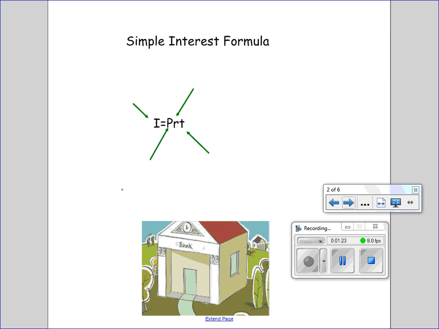In the formula that I want you to remember, I call it IPERT. I equals P R T. I is going to stand for the interest that you will either pay or that you will earn. P will be the principal amount that you either deposit or borrow. R will be the rate that you're borrowing or being paid to have the money in there. And T is going to be the time. Again, for simple interest, it is based on a calendar year.